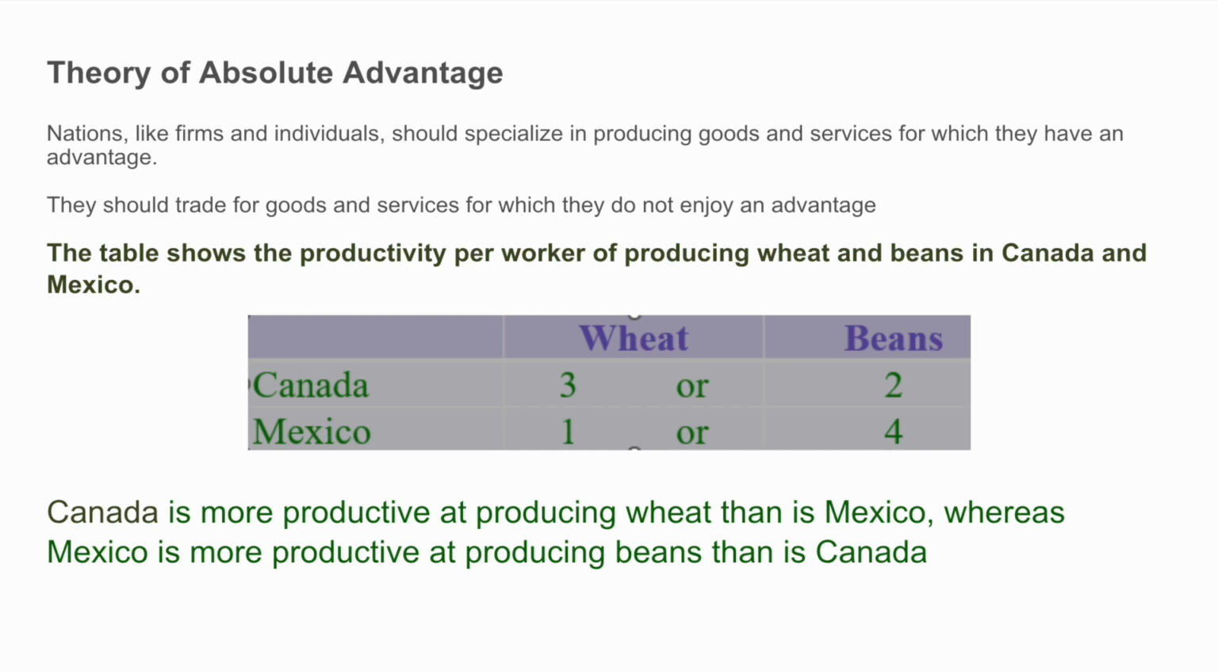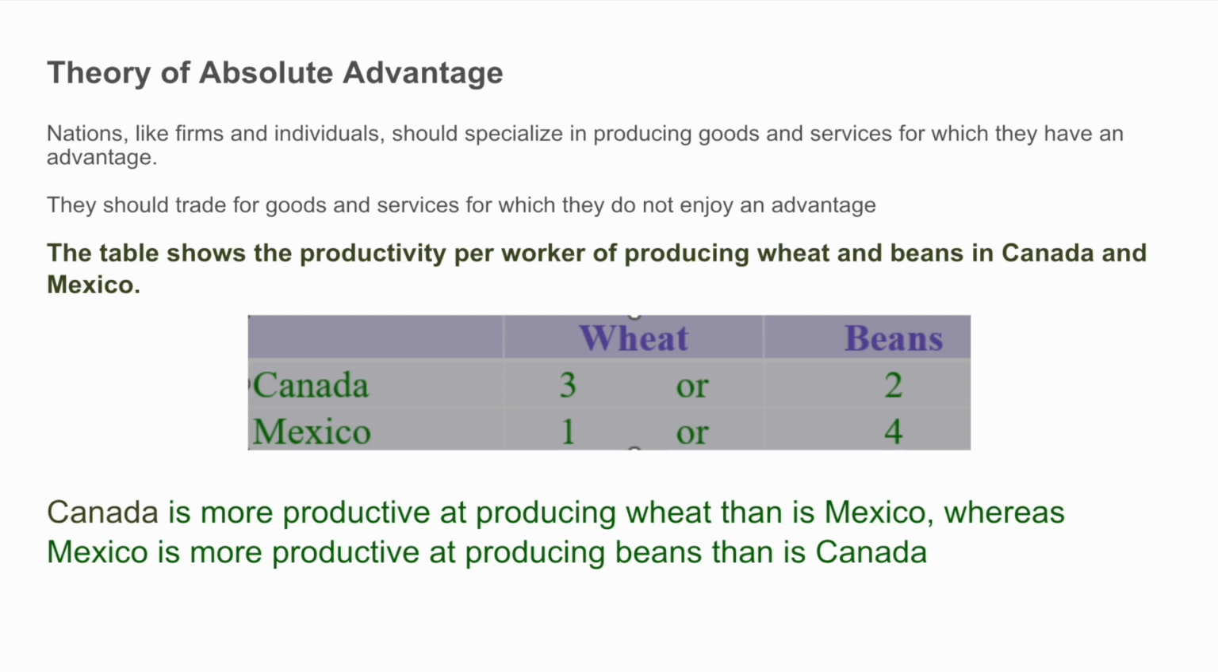Mexico, on the other hand, they'd only get 1 wheat out of their workers, or they'd get 4 beans out of their workers. So really the workers are making one or the other, and how much you could produce in a given day is really what we're looking at. So looking at this just at a top level point of view, Canada seems to have a much better advantage in terms of producing wheat. That worker could produce a lot more wheat than the Mexican worker. And Mexican workers have a bigger advantage growing beans than Canadian workers. Okay? So effectively we say Canada is more productive producing wheat than Mexico, whereas Mexico is more productive producing beans than Canada.